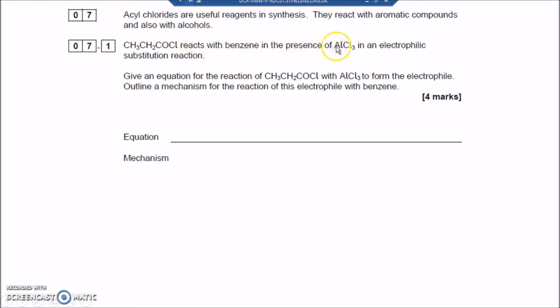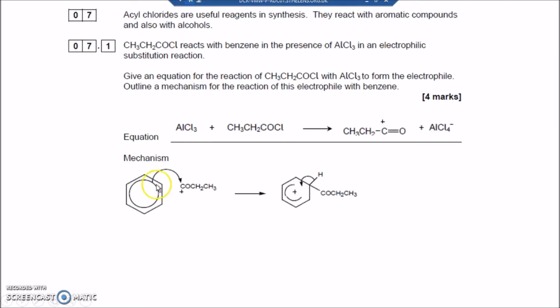They react with benzene in the presence of AlCl3 in an electrophilic substitution reaction. Give an equation. Well, let's have a look at the whole mechanism and I'll explain what's happening here. So the electrons in the ring need to attack. This is an electrophile, so it needs to attack something that's positive charge. So you have a look at what you're putting onto the ring. This CH3CH2CO is going to join onto the ring, and I need to make this positive.